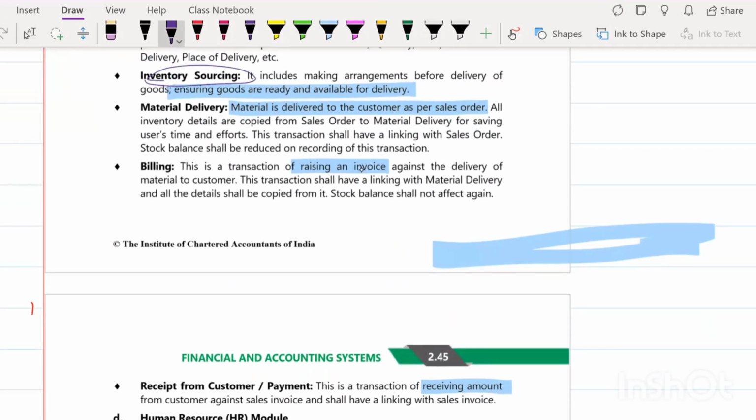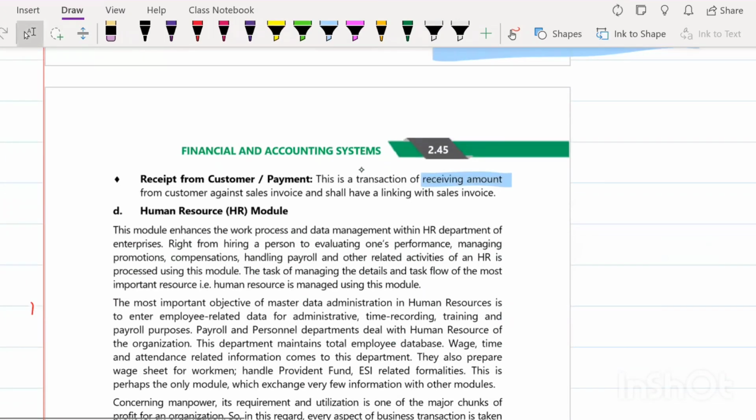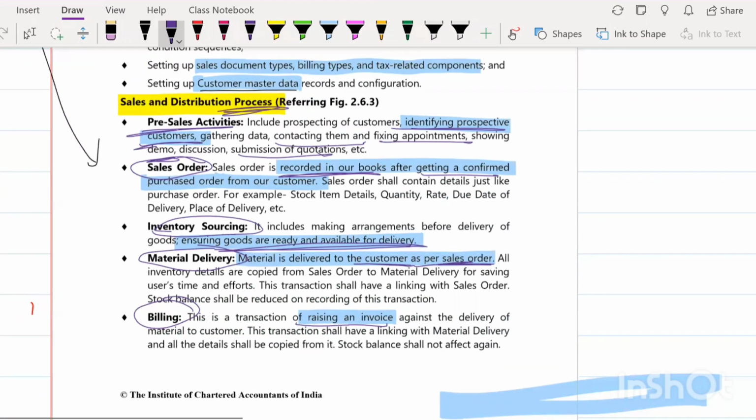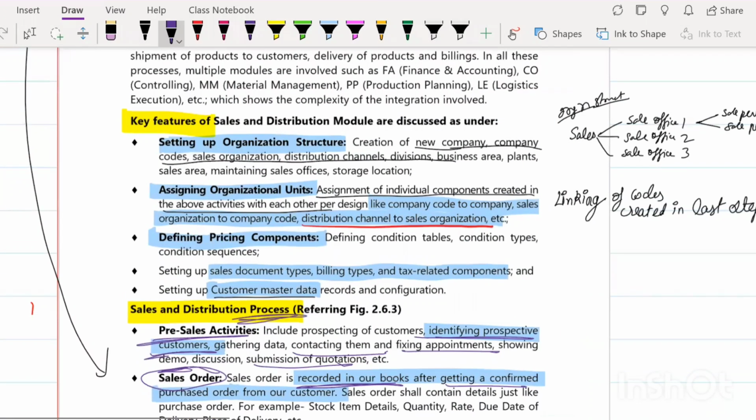Then you will do inventory sourcing, where you'll ensure that all the goods are ready and available for delivery. Then you'll make the delivery to the customer as per the sales order they have given you. Then you will do billing, where you will raise an invoice, and finally the customer will make the payment, where you will receive the amount. So this is your sales and distribution process.